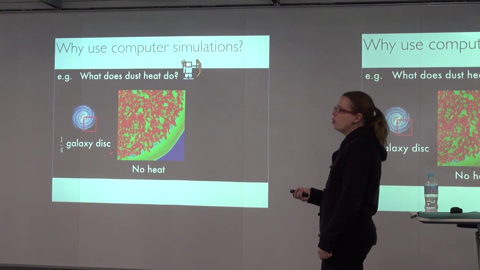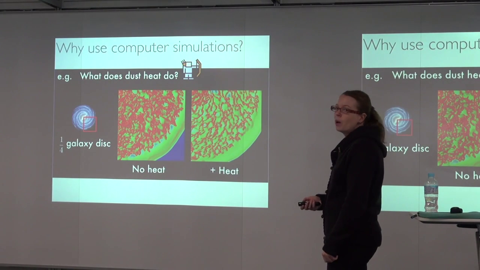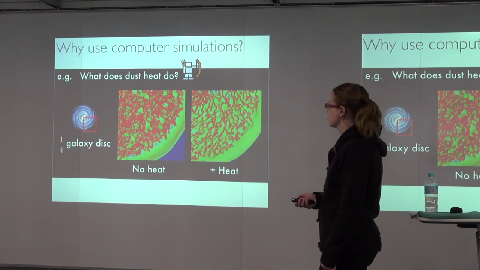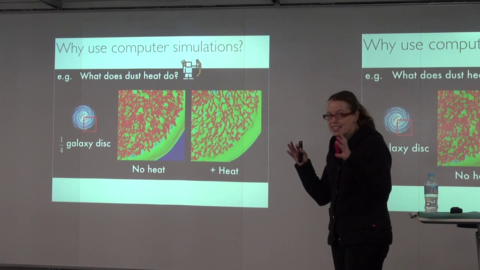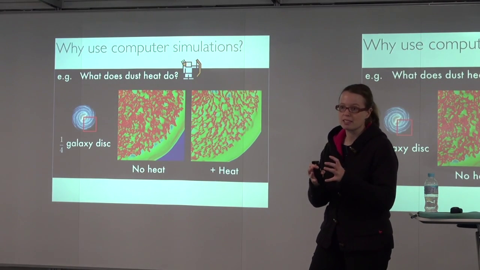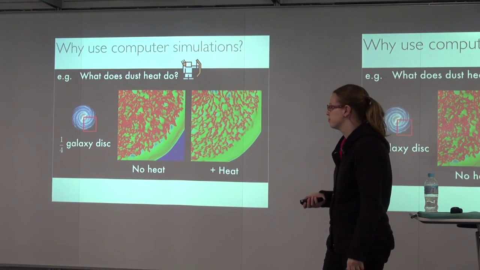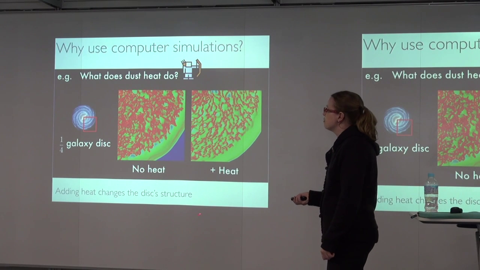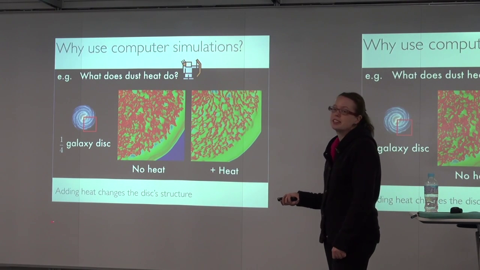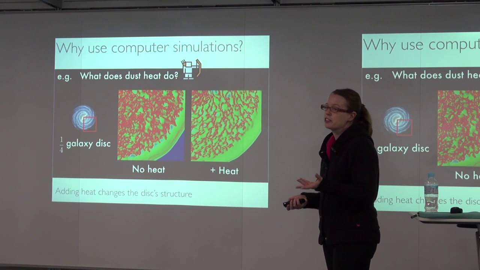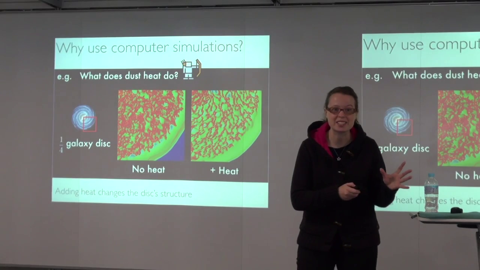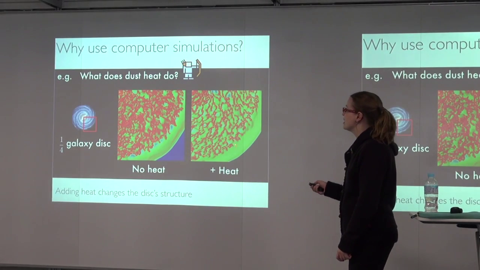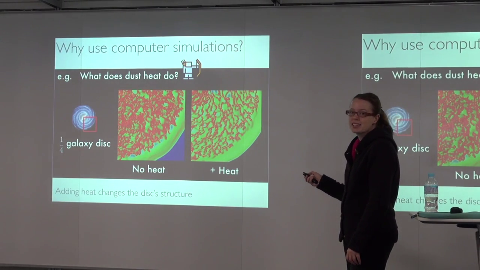Now, if I turn on dust heating, we see quite a different pattern in the dust. In particular, we see less red areas, so there's less dense collections of gas when we have this dust heating. So what we found is that this heat changes the disk structure, and it turns out to start affecting star formation, because star formation needs dense gas. So here we've got less red areas, we've got less dense gas, therefore we have slightly less star formation.